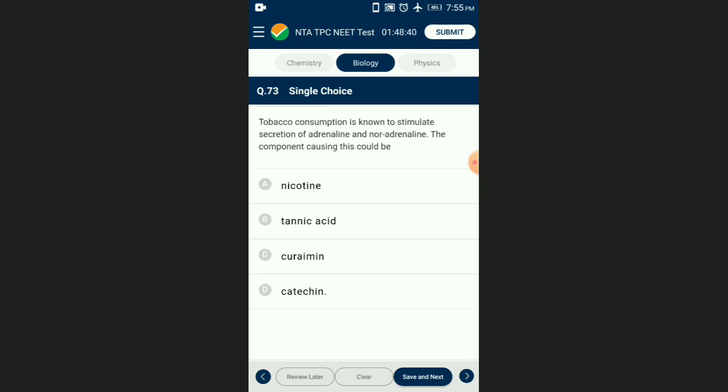Question number 73. Tobacco consumption is known to stimulate the secretion of adrenaline and noradrenaline. Name the alkaloid component causing this. Nicotine is a neurostimulator which stimulates the adrenal gland to release adrenaline and noradrenaline into blood circulation. So the answer for this question is option A, nicotine.